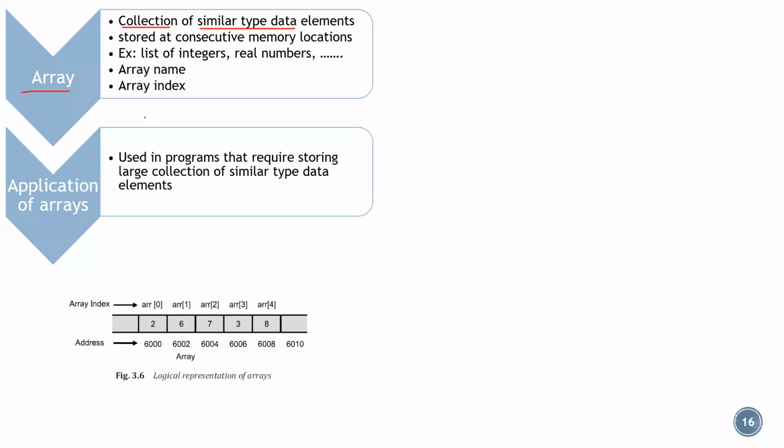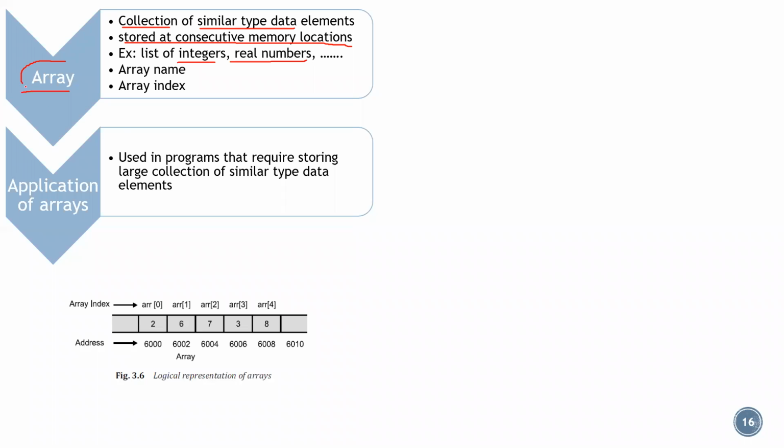And what happens is in an array, the data elements will be stored in consecutive memory locations. A few of the examples, as we had seen previously: you can have an array of integers, an array of real numbers, which is float, and you can even have an array of characters, which we call strings. So these are just a few things to name.